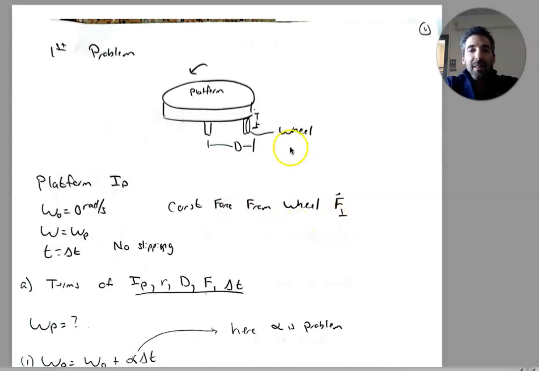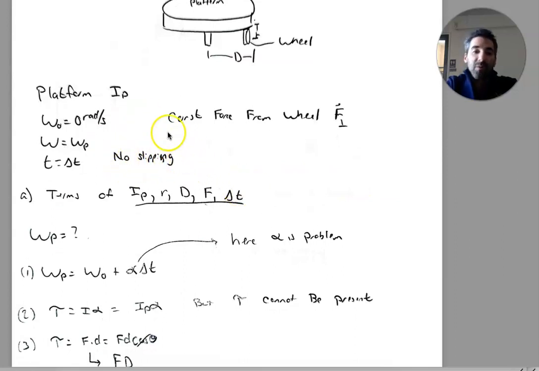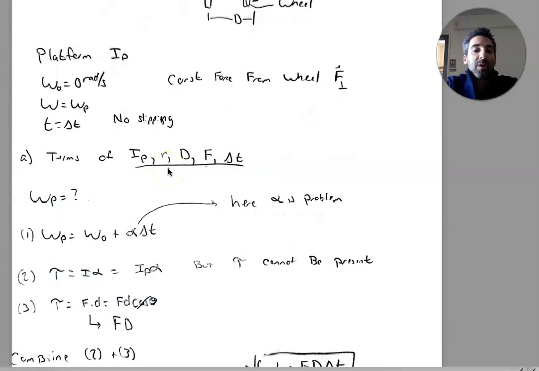And the wheel is giving a constant force. They told us that F perpendicular because the wheel was perpendicular to the platform. That'll come into play later on. They also said there was no slipping, so I wrote that down. Our first portion was what is the angular speed, omega p, when it gets to its full speed, but they wanted it in terms of these variables.